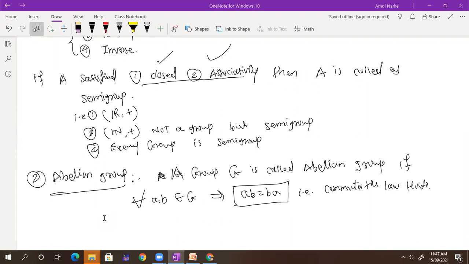Am I audible? Yes, okay. So it is a group. It means it satisfies the four conditions of a group, and the fifth condition is that it is commutative. So this is called an abelian group.